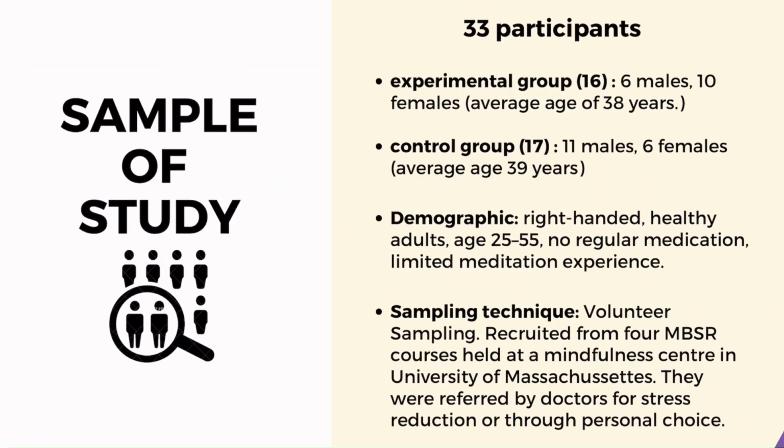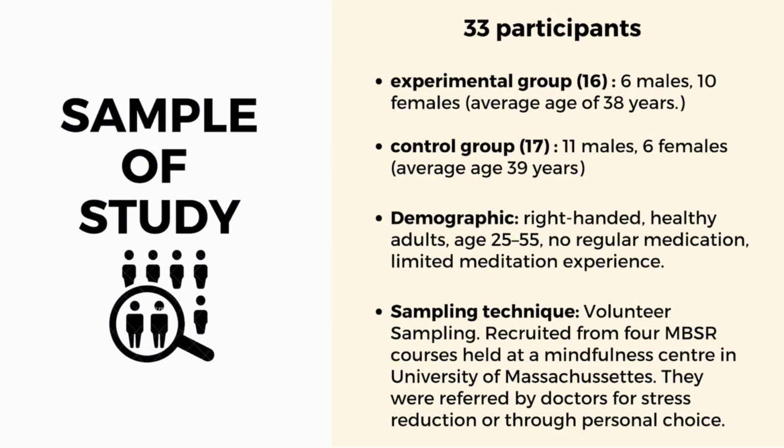First, let's look at the sample of the study. How many participants were there? There were 33 participants in total. 16 were in the experimental group, 17 were in the control group. So basically one more person in the control group.